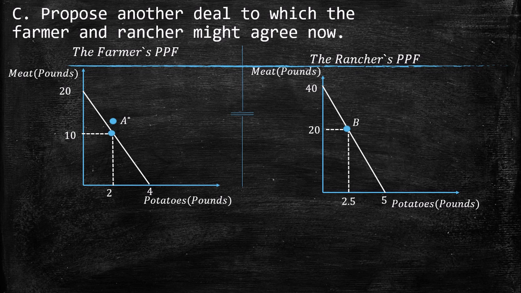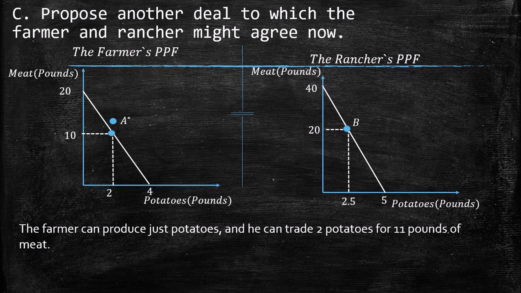So how do I propose the agreement? I propose that the farmer produce just potatoes, where his comparative advantage is, and he can trade 2 potatoes, in this case he will still consume 2, for 11 pounds of meat. So he will have 2 potatoes, the same quantity, but 1 pound of meat more. So this is going to be better for him.